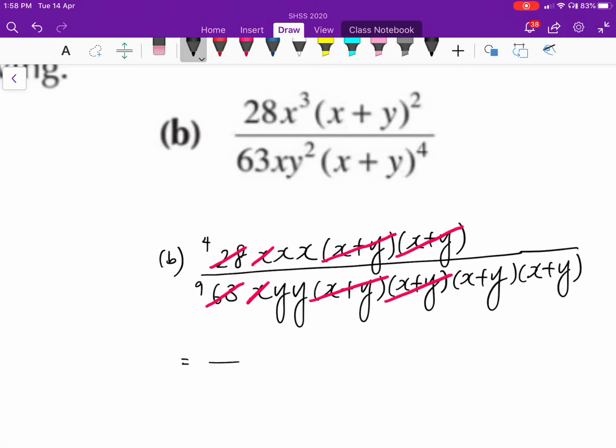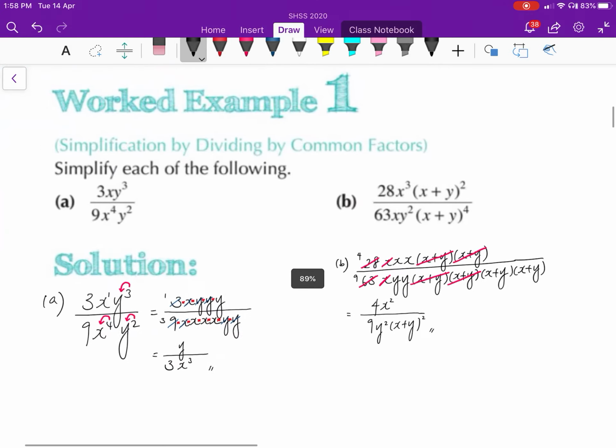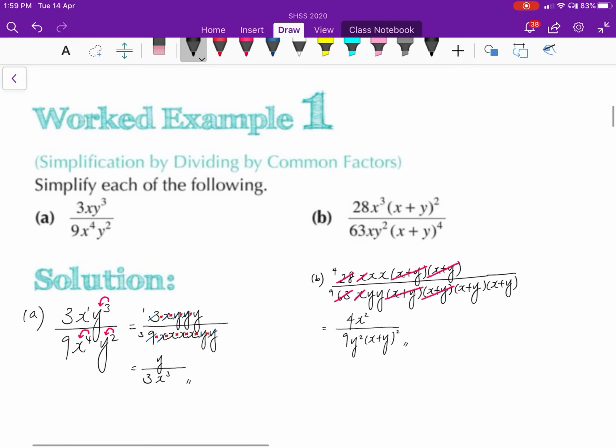And my final answer would be, on the numerator, 4x times x is x squared. At the denominator is 9 y squared, x plus y, the whole thing squared. And that is my final answer. I cannot simplify it further. This is work example number 1. That's all for work example number 1. Look at the next video for work example number 2.